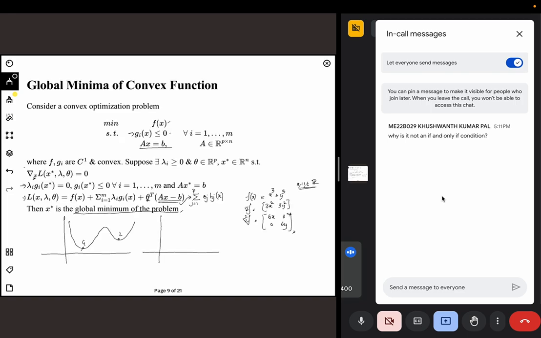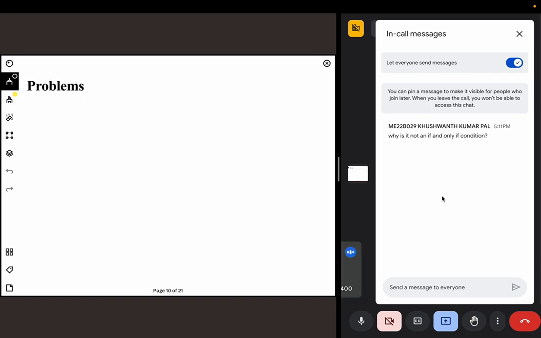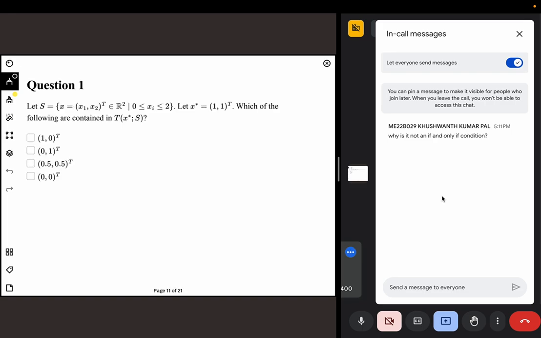Yeah. So this is more with the concept. So if there are no questions, then we can take some problems. I just want you to answer some of these problems, just to ensure that everything is clear. Just go through the problem and then you can tell me the answer.